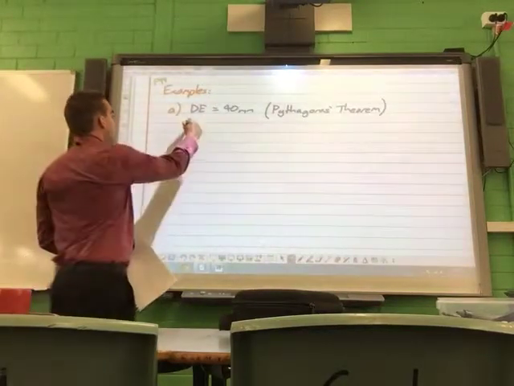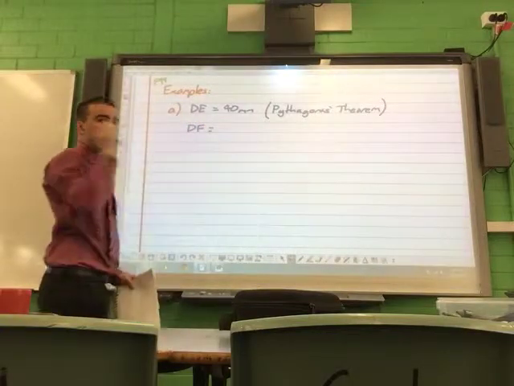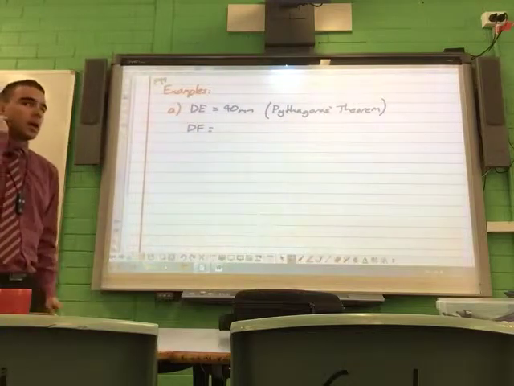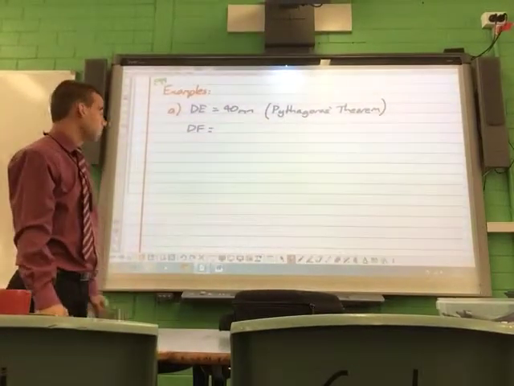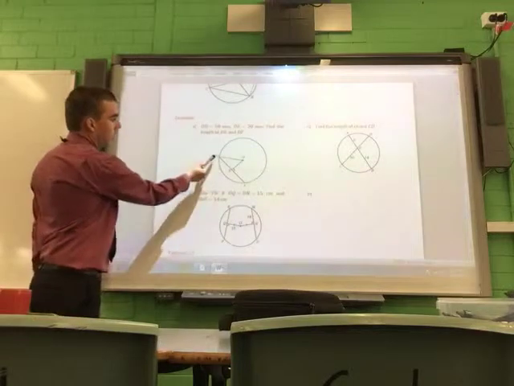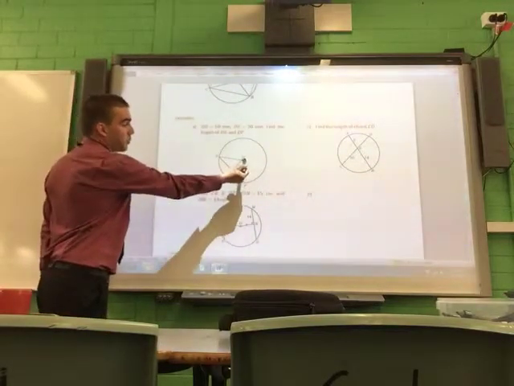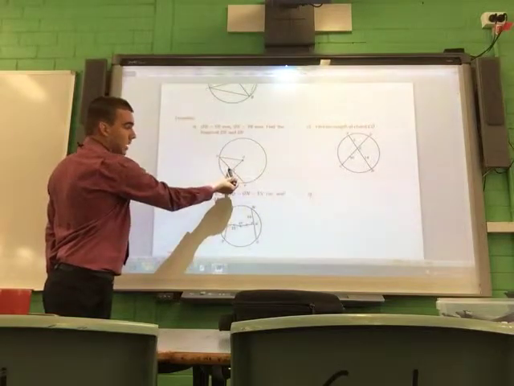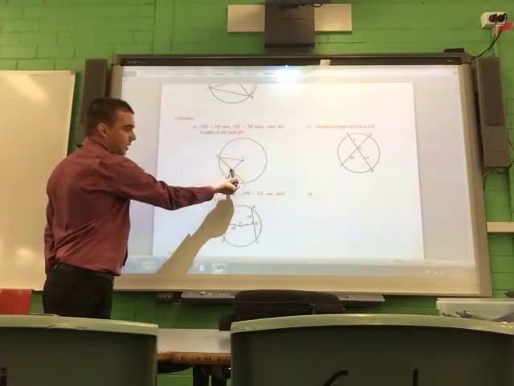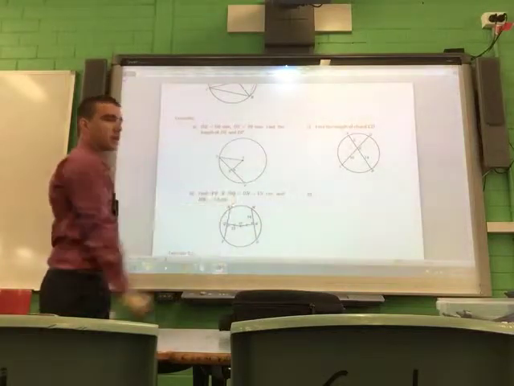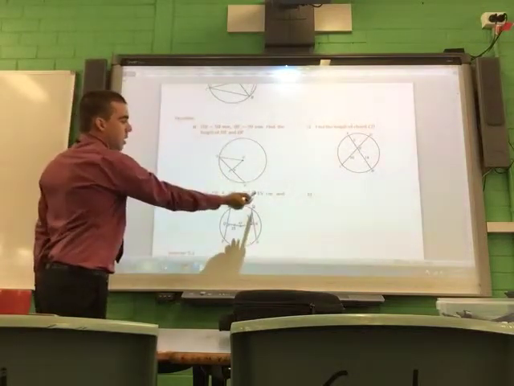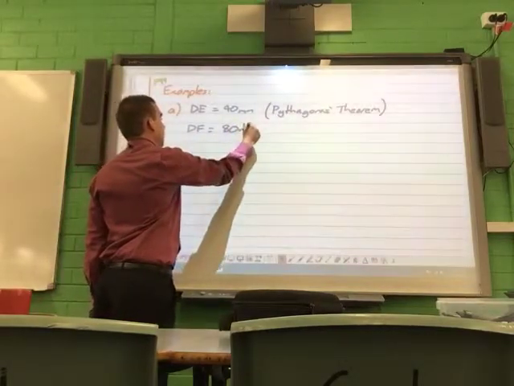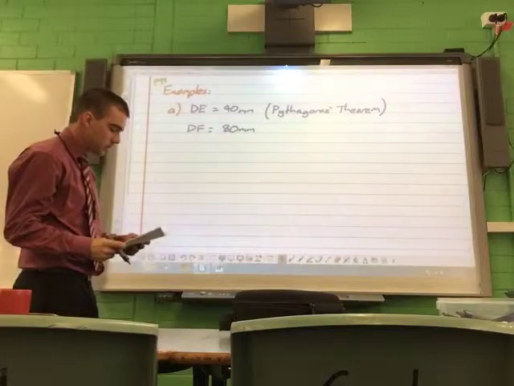Alright, so DF. How long is DF? Which is the whole chord there. Okay, will be 80 because we know that's 40. Okay, the property is the chord perpendicular to the centre to the chord bisect, means this length is the same as that length there. So our DF, which is the whole chord, is going to be 80 millimetres. And you need to state your reason, please.